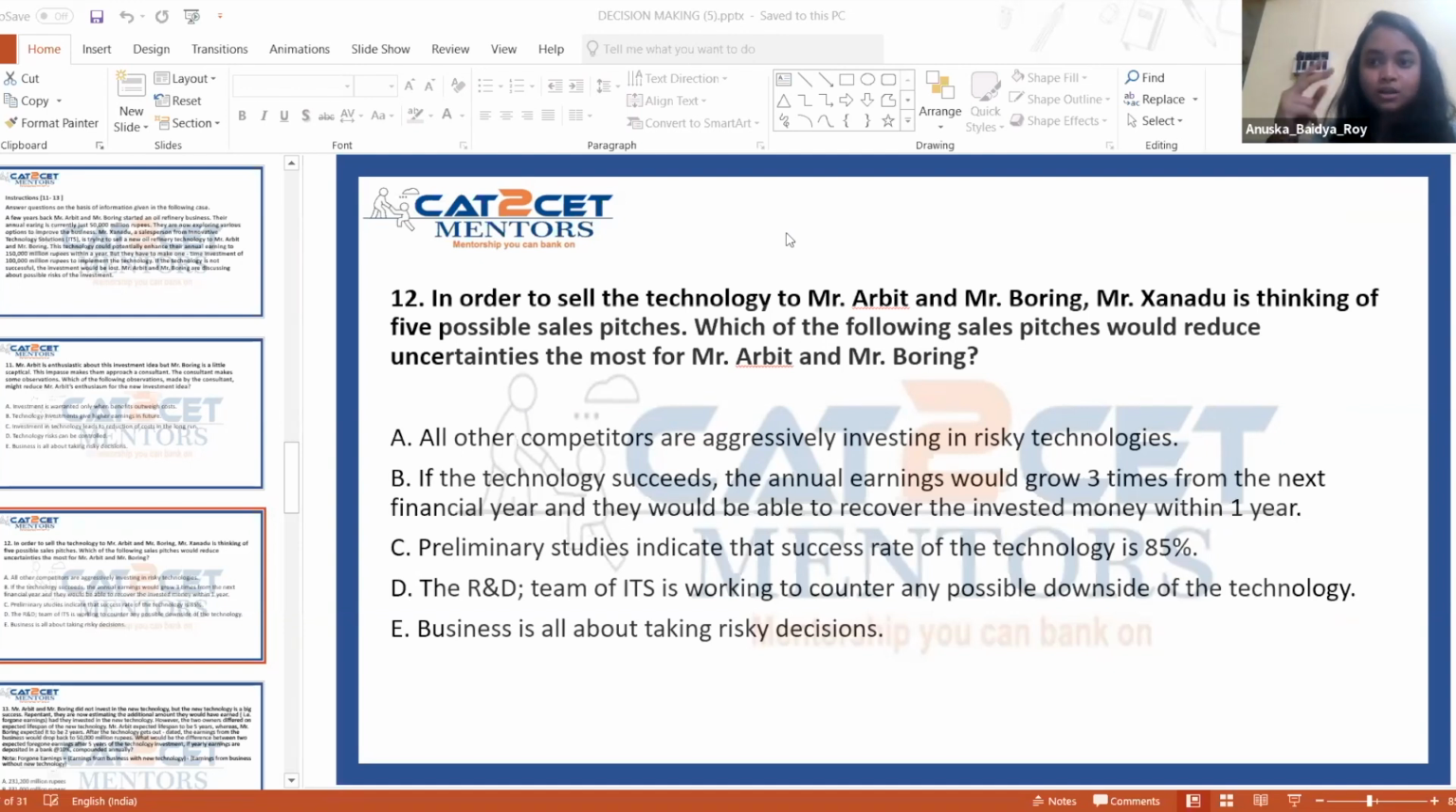Okay. So the tussle is between B and C. Why did we choose C? Because C is a fact. C is based on facts. You can prove that 85% of the time we can succeed, and in B you cannot say that. It is, if the technology succeeds, then you will get benefits. If it doesn't succeed, you lose.